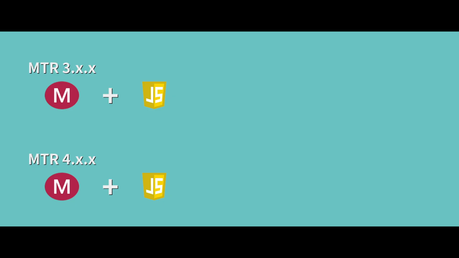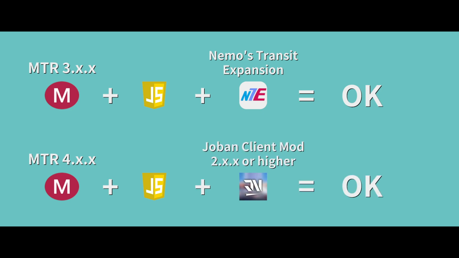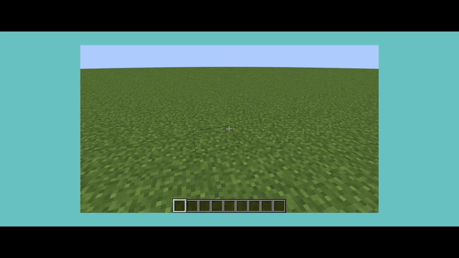Important, if you only install MTR mod, your JavaScript code will not work. You'll need extra mods. What else do I need? It depends on the version of MTR mod you're using. If you're using MTR 3, you'll need to install NTE, Nemo's Transit Expansion mod. If you're using MTR 4, you'll need JCM, Jobin Client mod, version 2 or higher. Do check for the mod's documentations, since these prerequisites might change. All done. I just created a new world.